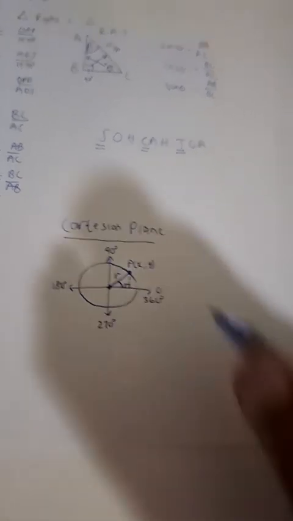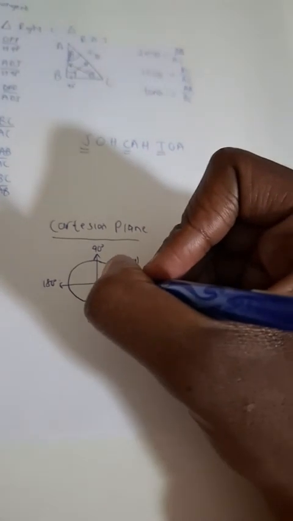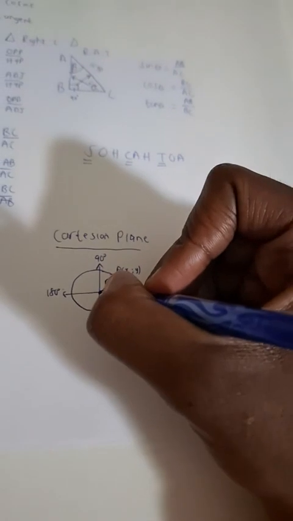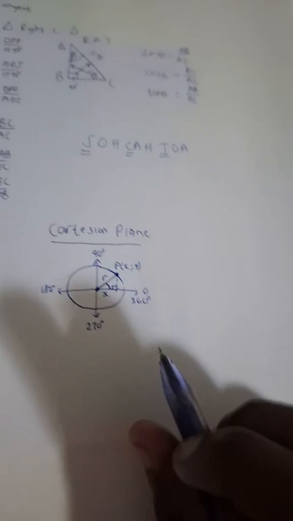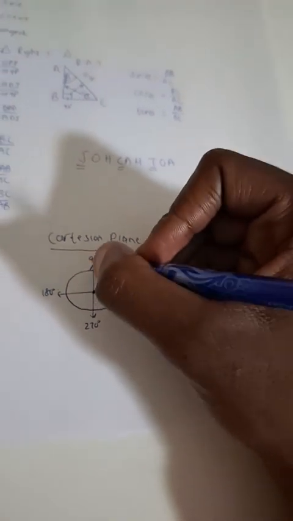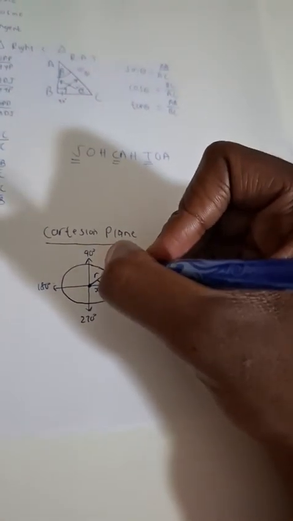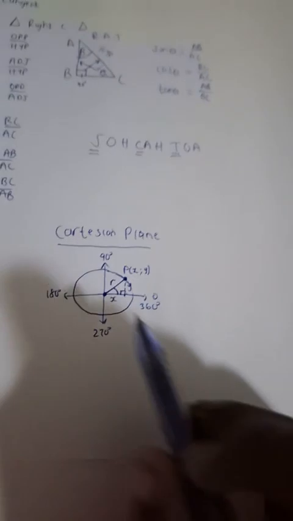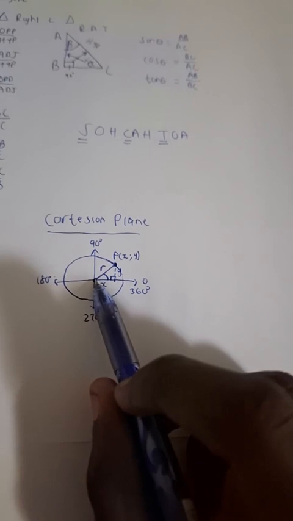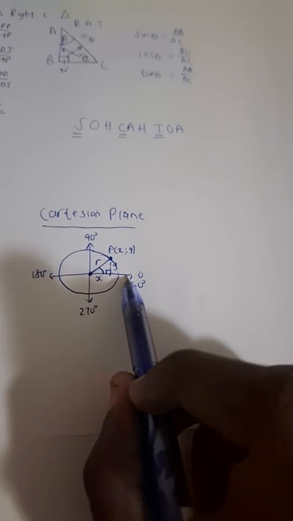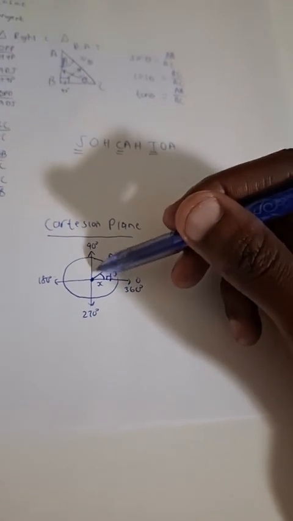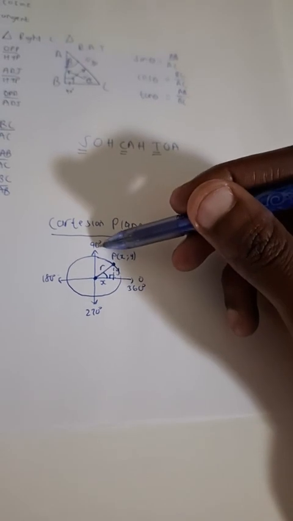From here to this point of the triangle, we would refer to this as our distance of x, and then from here, which is in line with the y-axis, this would be our distance for y. X here would be positive because this represents the positive x-axis. Y would also be positive because this represents our positive y-axis.